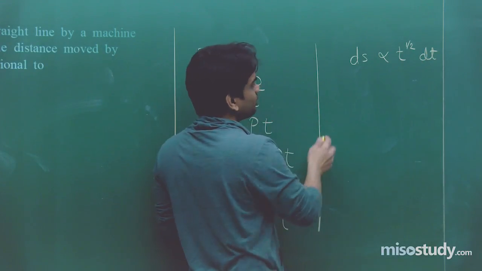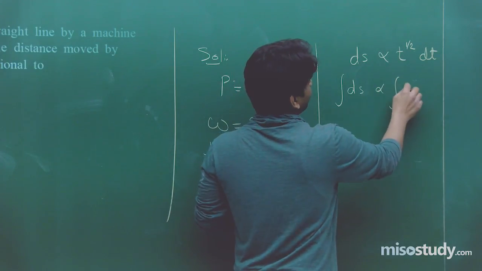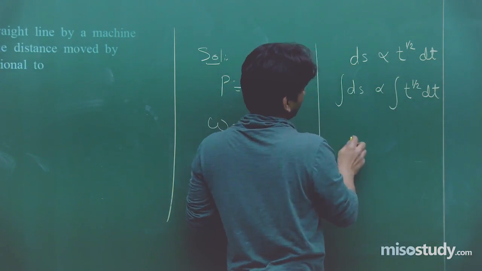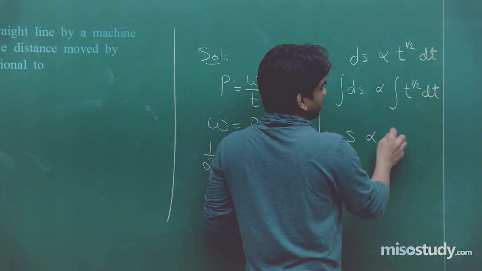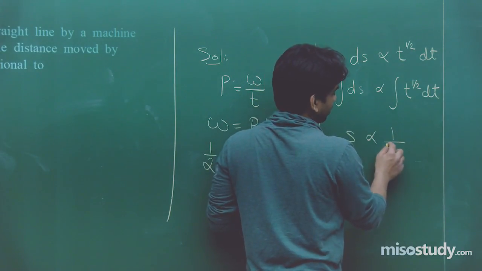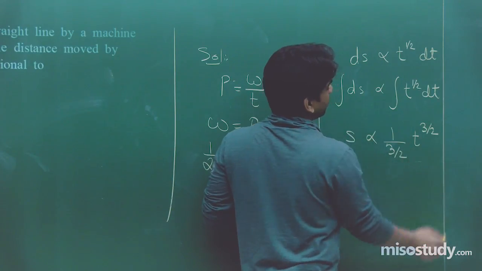So just to integrate both the sides, ds I am just integrating, rest constants will not be considered in this one. So you will be obtaining s will be proportional to, 1 by 2 will come in the 1 plus 1 by 2, it will come in the denominator. So that will be 3 by 2, I am writing here. This t to the power 3 by 2 you will be having here.